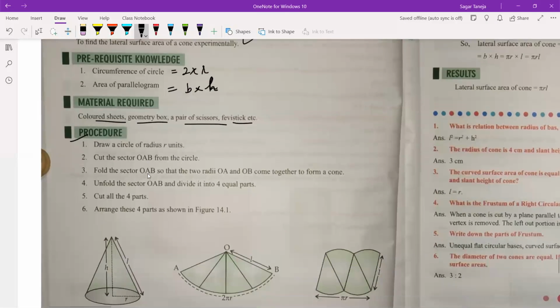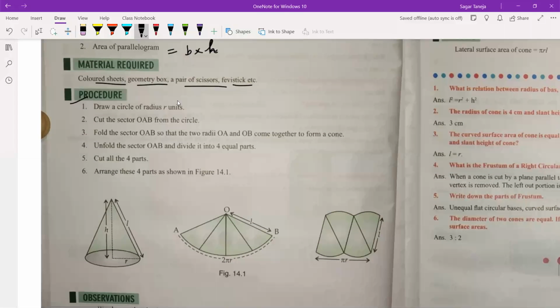Procedure: draw a circle of radius r. Cut the sector AOB from the circle. From the circle we have to cut a sector. Suppose this part we have cut from this circle, and they have named it AOB. This was a circle, and from the circle they have cut one sector AOB.